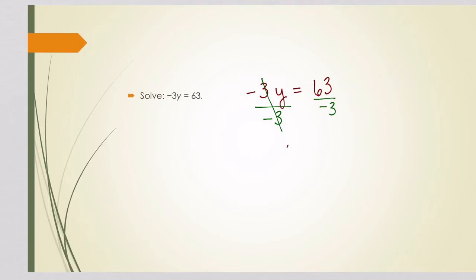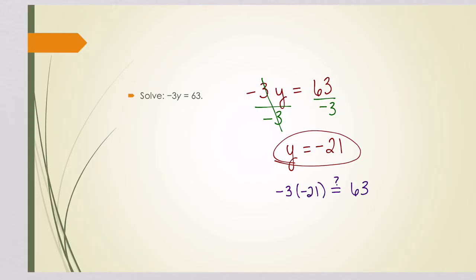So I've got y is equal to positive divided by negative is a negative. 63 divided by 3 is 21. So that's my solution, y equals negative 21. So now I'm going to check it. Negative 3 times negative 21, does that equal positive 63? Well, I've got a negative times a negative, so I know that that answer will be positive. And I do get 63 whenever I multiply 3 times 21. So I know that y equals negative 21 is the solution.